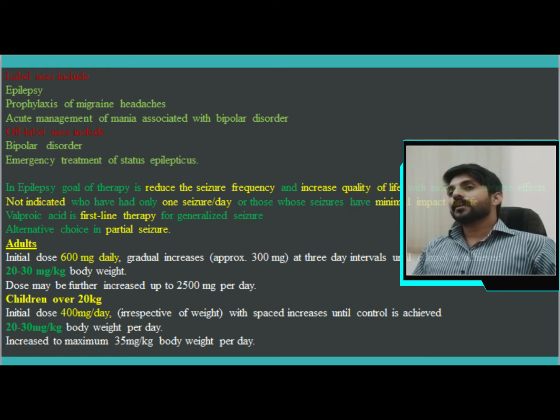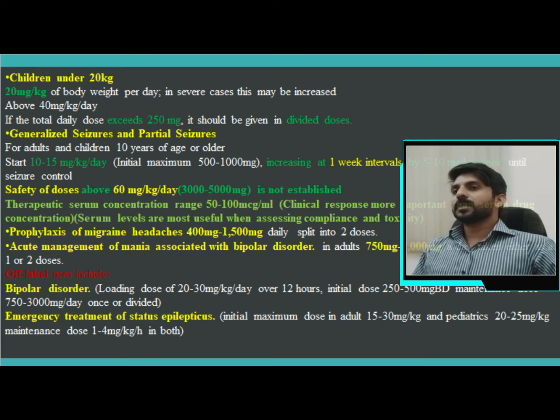However, in children less than 20 kg of weight, 20 mg per kg of the body weight per day is the recommended dose, which can be increased to 40 mg per kg per day. If the dose is increased above 250 mg, then it must be given in divided doses. If we talk about generalized and partial seizures, then 10 to 15 mg per kg per day is the recommended dose, which can be increased after a 1 week interval by 5 to 10 mg per kg per week until the seizure control is achieved. The safety above 60 mg per kg per day is not established yet.